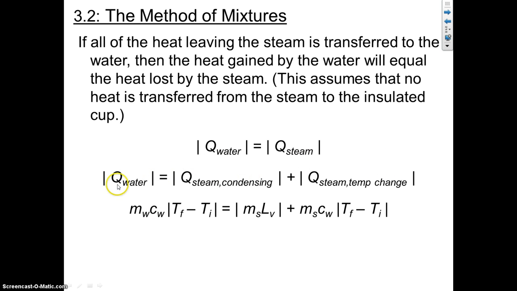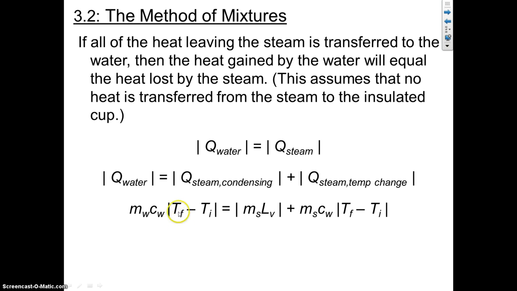You plug in mcΔT for this first Q water, because the initially cold water merely changes temperature. You plug in m times LV for the steam that is condensing. That's how we find the heat that is given off when that steam condenses. And you plug in mcΔT for the 100 degree water, which then cools to reach thermal equilibrium. So we know the mass of the initially cold water because we measured it. We know the specific heat of water, that's what we must know. And if we're using some other liquid, then we must know its specific heat.